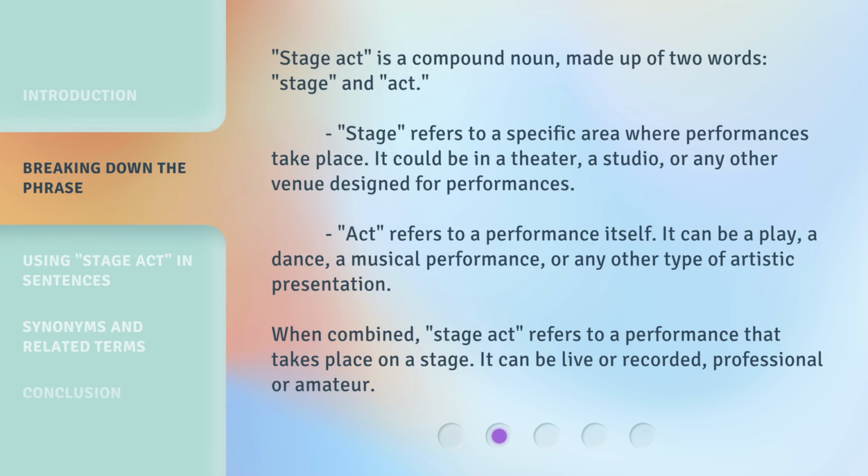Stage act is a compound noun made up of two words, stage and act. Stage refers to a specific area where performances take place. It could be in a theater, a studio, or any other venue designed for performances. Act refers to a performance itself. It can be a play, a dance, a musical performance, or any other type of artistic presentation. When combined, stage act refers to a performance that takes place on a stage. It can be live or recorded, professional or amateur.